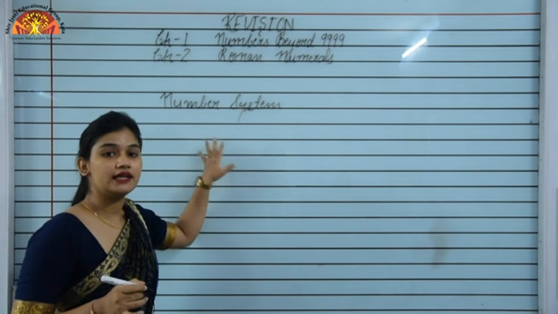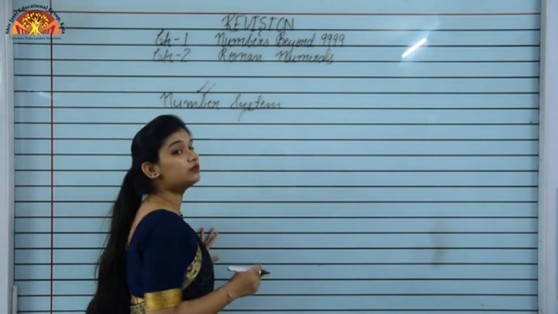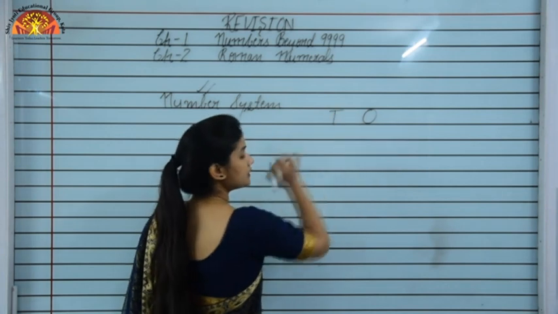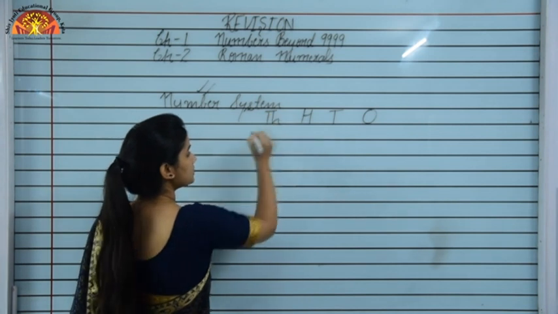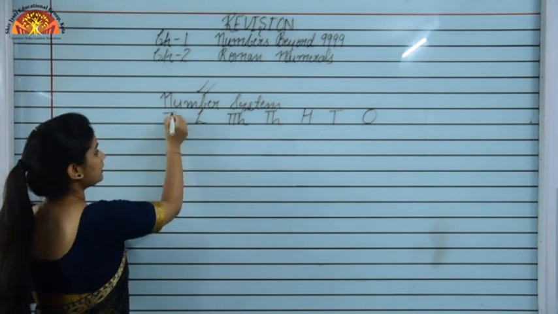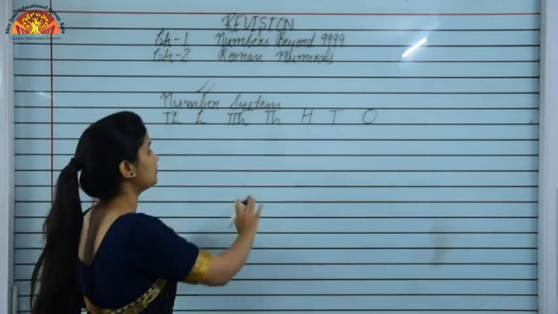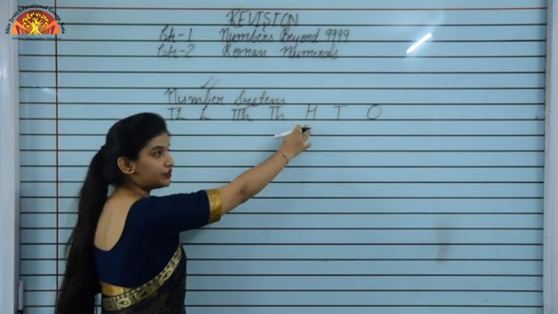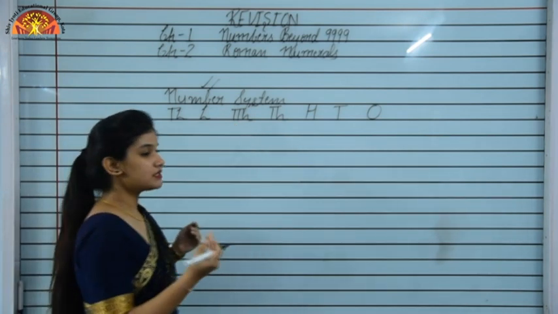To read and write any number, we have to understand this number system. According to the Indian number system, first will come ones, then tens, then hundreds, then thousands, then 10,000s, then lakhs, and then 10 lakhs. Students, open page number 2 in your book. First will come ones, then tens, hundreds, thousands, 10,000s, lakhs, and 10 lakhs. Suppose we are taking a number.